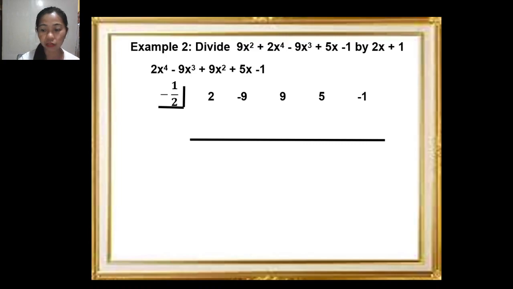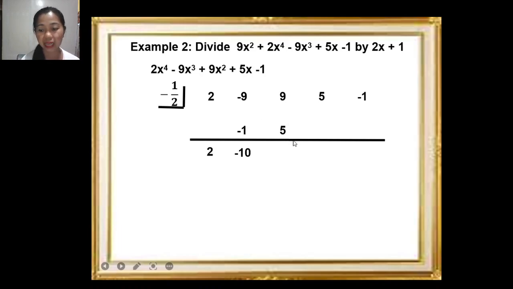I-bring down na natin yung first term sa third row. So, bring down 2 and then multiply 2 to R, negative 1/2 times 2 is equal to negative 1. So, doon ang sulat sa second column. Then, add. Negative 9 plus negative 1 is negative 10. Then, multiply to R. Negative 10 times negative 1/2 is positive 5.